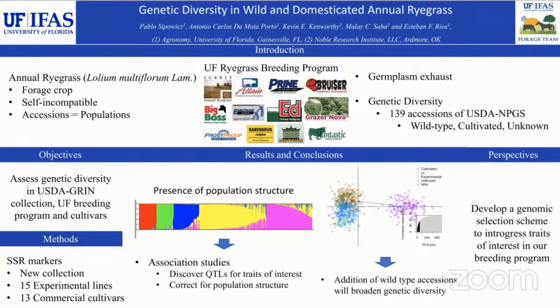And this is important because if the collection is going to be used for association studies to discover QTLs of interest, there should be a correction for the population structure to avoid bias. The data also suggests that the wild type accessions that were selected are genetically distant from the rest of the materials analyzed, indicating that the addition of the wild type accessions will definitely broaden the genetic diversity of the germplasm. Our future research will be centered on developing a genomic selection scheme to integrate traits of interest in our breeding program. Thank you very much.